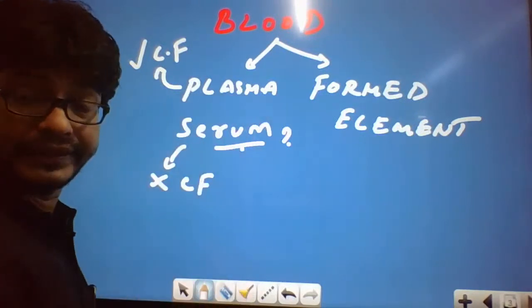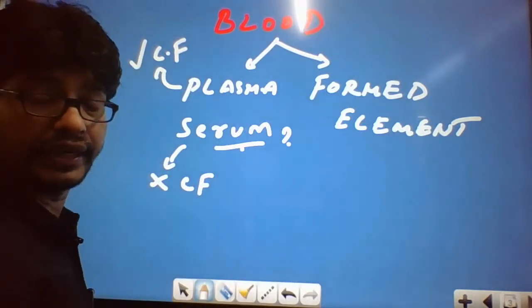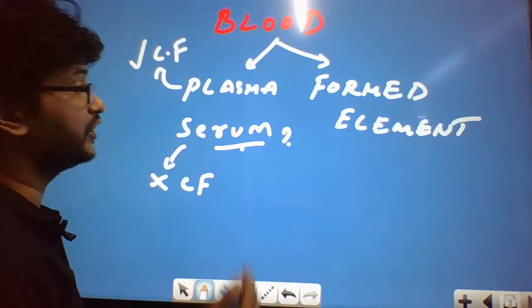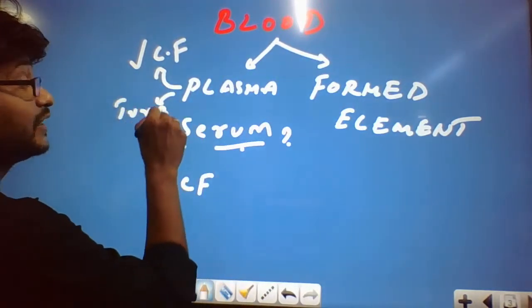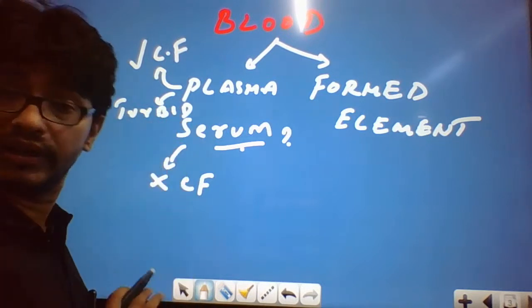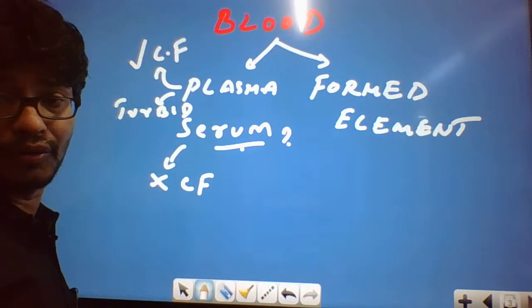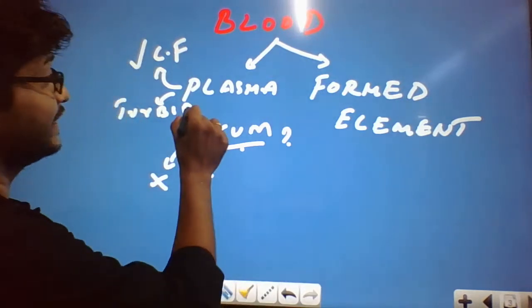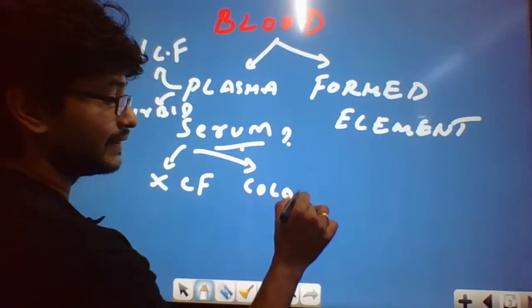Another difference is that when you take plasma after centrifugation for a diagnostic procedure, the plasma is somewhat turbid. It's not transparent and not clear at all. You can see a slight pale yellow color in the case of plasma. But if you take serum, it is colorless.